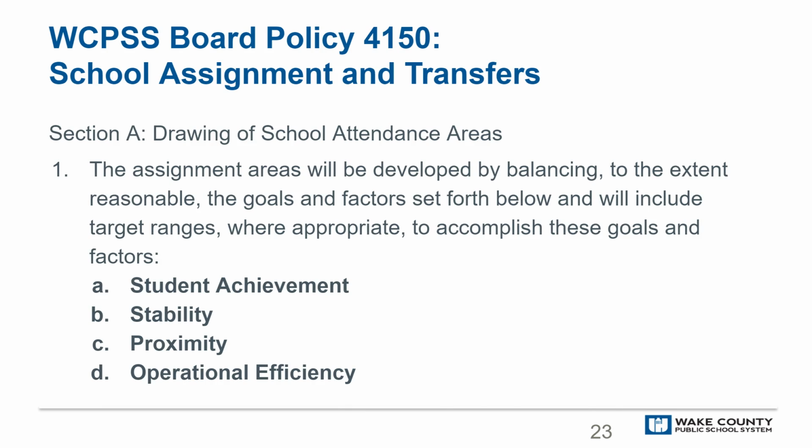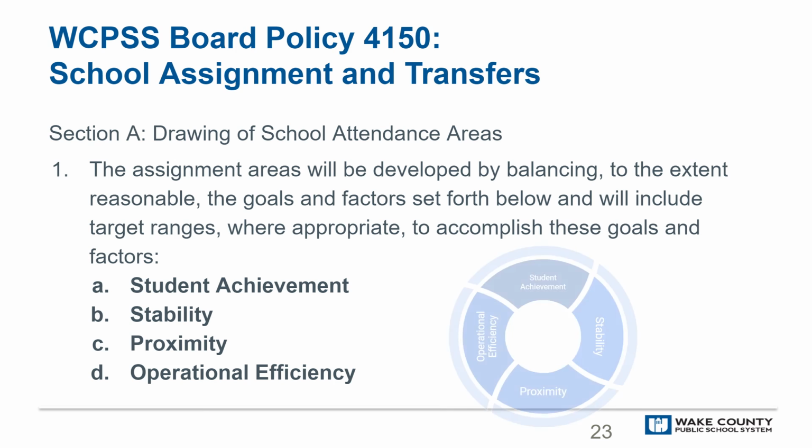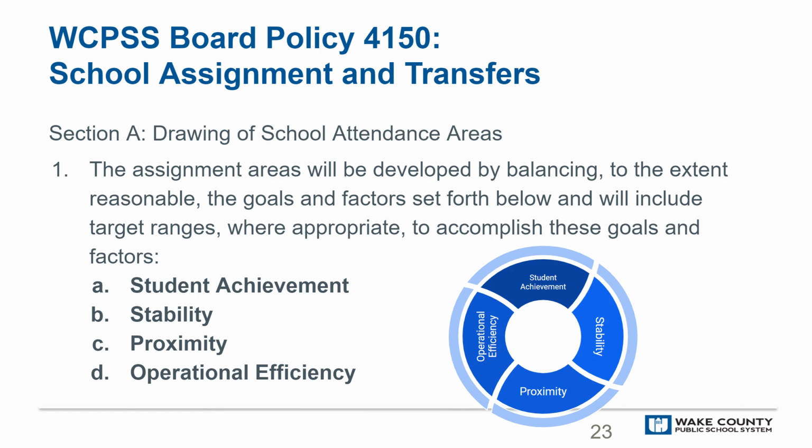As a reminder, the specific guidelines that staff must evaluate and consider when developing recommendations for the annual enrollment plan are in Board Policy 4150. This policy includes 4 pillars: student achievement, stability, proximity, and operational efficiency. Although no one pillar is considered more or less important than the others, staff is tasked with assessing each pillar when evaluating each assignment recommendation.